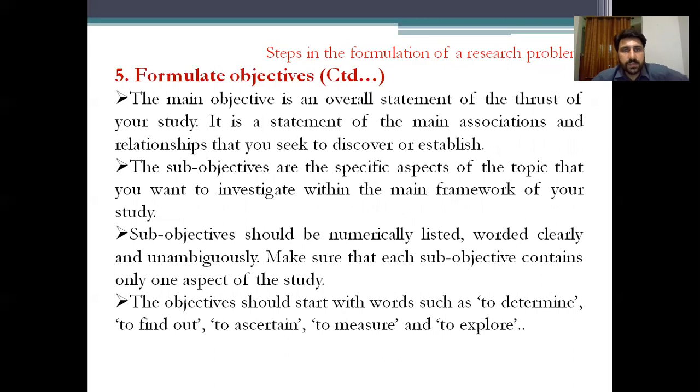Formulating objectives also involves this: the main objective is an overall statement of the thrust of your study. It is a statement of the main associations and relationships that you seek to discover or establish. We are going to talk about it. The sub-objectives are the specific aspects of the topic that you want to investigate within the main framework of your study. The sub-objectives should be numerically listed, worded clearly and unambiguously. Make sure that each sub-objective contains only one aspect of the study. The objectives should start with words such as determine, point out, ascertain, to measure, to explore.